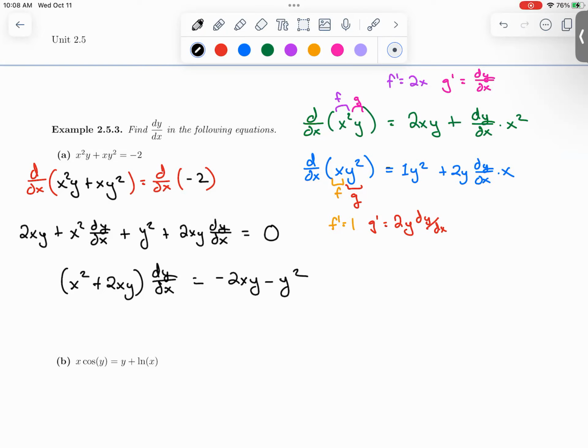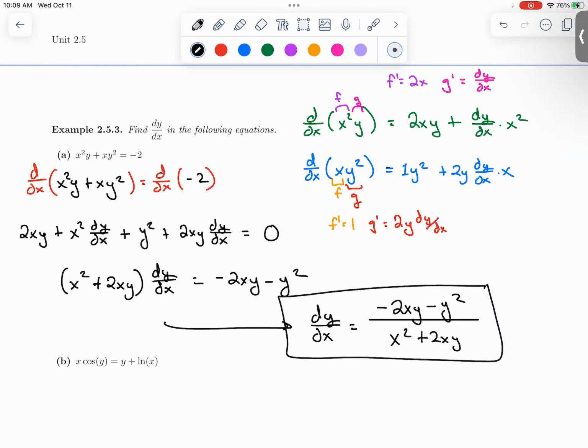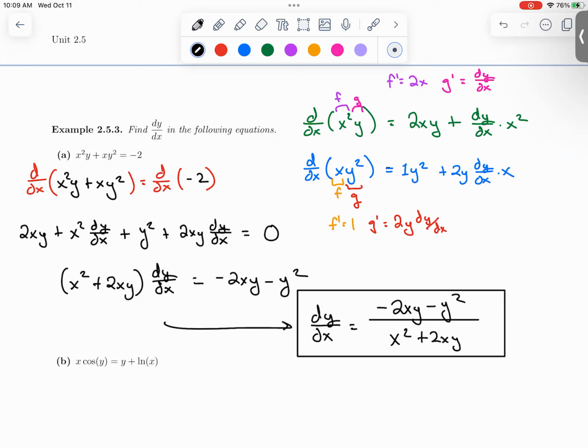Finishing off, dy/dx then, by dividing both sides by the expression right next to my dy/dx, I get dy/dx is equal to negative 2xy minus y squared, all divided by x squared plus 2xy. And so I hope you can see the symmetry that I'm talking about here. If I were to factor out a -1 from the numerator, I get y squared plus 2xy. So it's the same thing, but slightly different.